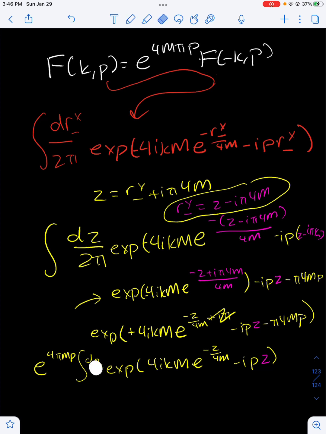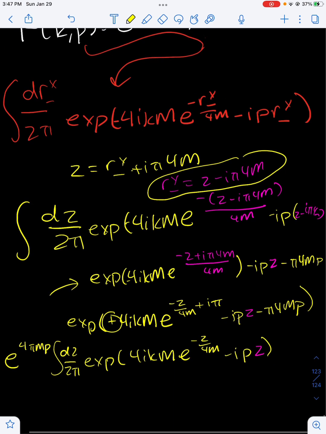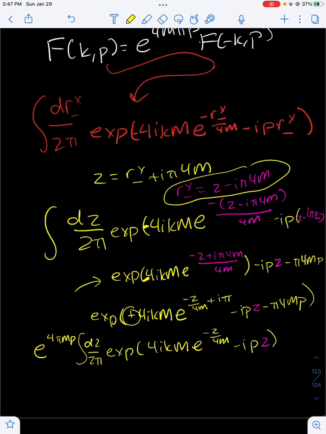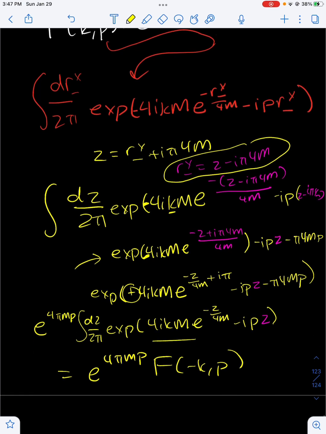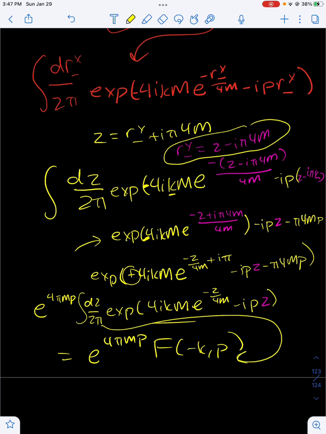I know it's kind of a bit of lazy writing. This is a dz over 2 pi. But yeah, we get this over here, and if we're wondering what happened to this i pi, it's just the equivalent of e to the i pi, and e to the i pi is just minus 1. If you guys can't see, this is a negative sign over here. I should probably write that a bit more explicitly. That's a negative sign right over there. And we can see that this is just e to the 4 pi m p f of minus k p, because if here we had a negative, if we change k to minus k, that'll make it a positive. So that confirms that formula right over there. And because this is going to be f of minus k p, even though it's a different variable, it's still the same function.